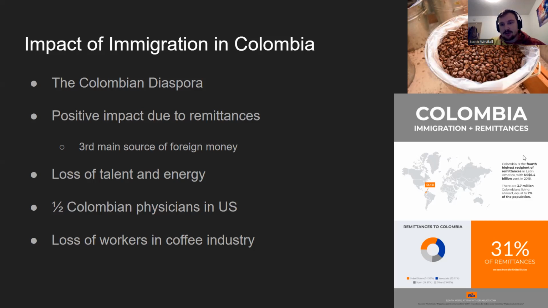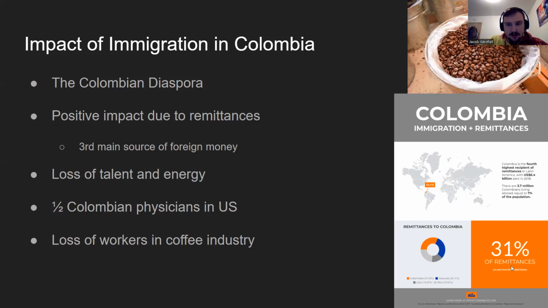Here you have kind of a little chart of remittances. So Colombia is the fourth highest recipient of remittances in Latin America, with $6.4 billion being sent in just 2018. And there are 3.7 million Colombians living abroad, equal to 7% of the Colombian population.